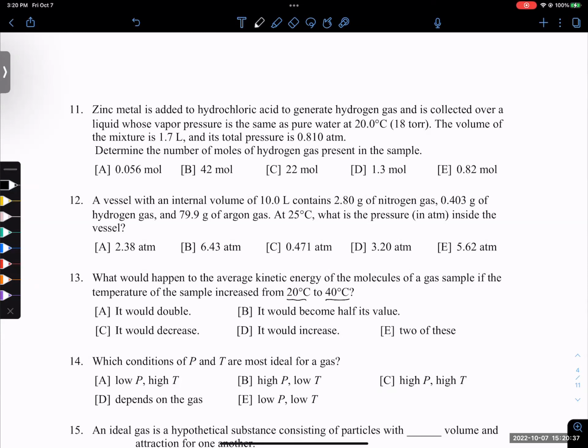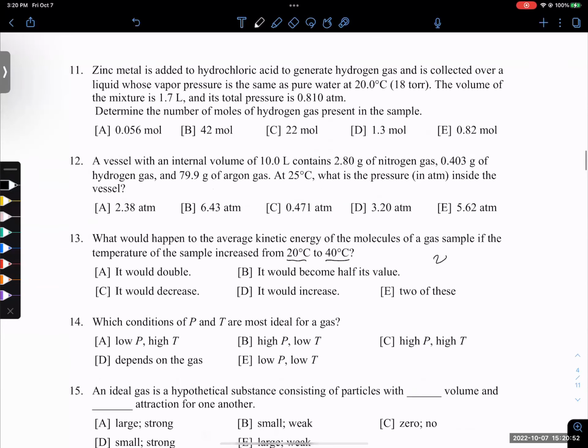So what would happen if the temperature of the gas sample increased from 20 to 40? Well, let's see. From 20 to 40, you're doubling essentially the kinetic energy, you're doubling the temperature. In that case, if we convert our Celsius to Kelvin, we have 313 Kelvin over 293 Kelvin, which is equal to 1.07. So we'd say that our temperature is increasing by a factor of about 1.07.